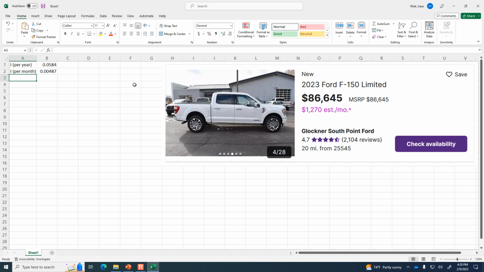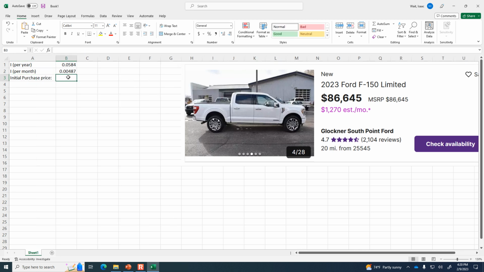And the initial purchase price, we're being optimistic here. We're not yet including the cost of license and tax and all that other stuff. $86,645. And so the monthly revenue that we think we're going to generate, the net revenue that's additional if we put this truck in service, is $1,500.